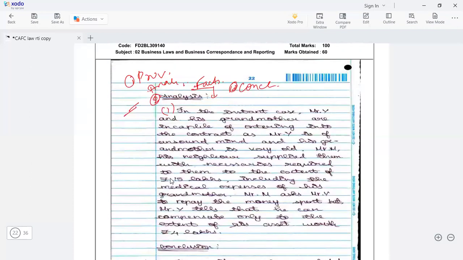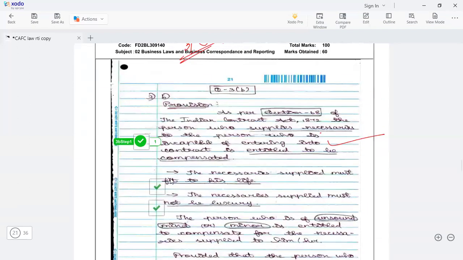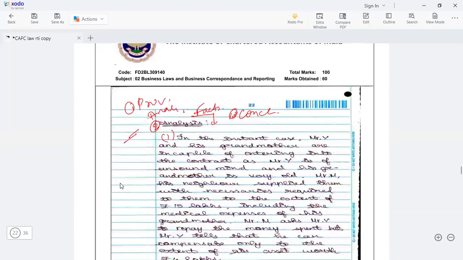Now, the examiner has checked the paper and found that the provisions were correct. There they have given 1 mark. For provisions, there was 1 mark allotted by the suggested answer of the set paper. So 1 mark has been given. Coming further, you see analysis.